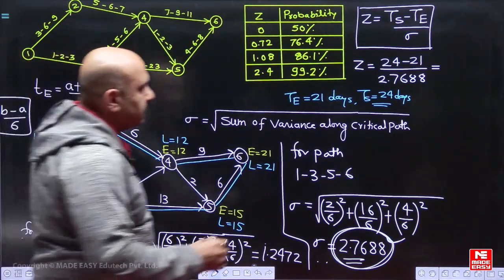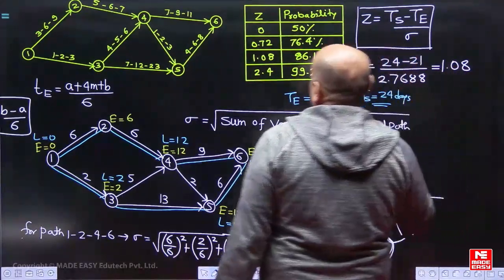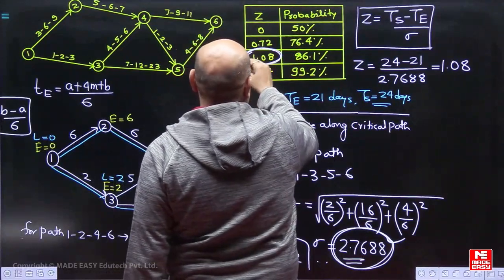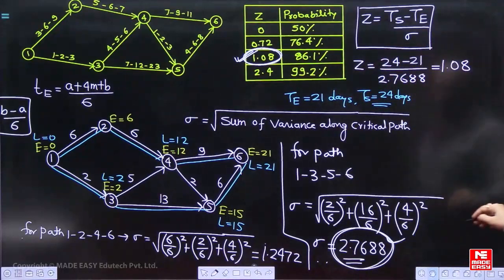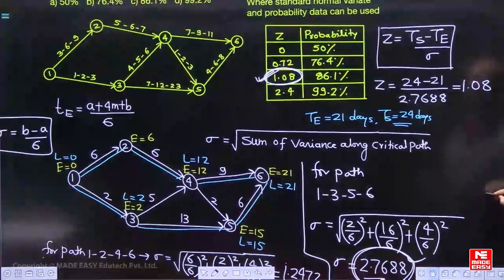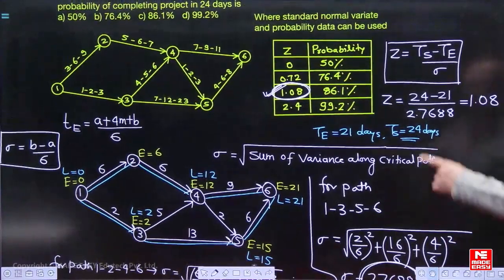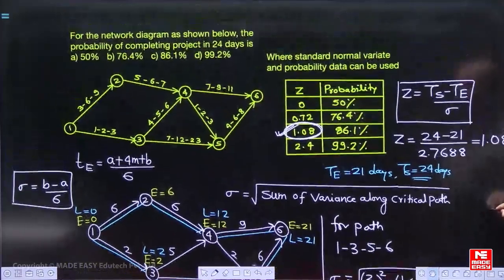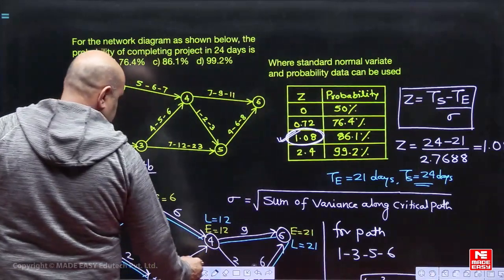1.0835, so 1.08. So see, as per the table given, 1.08 we have to select, that will be the z. Data is given, and hopefully everyone understands it. Maximum sigma we have taken. Now 1.08 will be the value of the standard normal variate, and based upon that our answer will be 86.1. See, C will be our correct answer here.